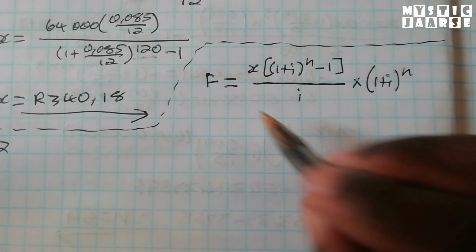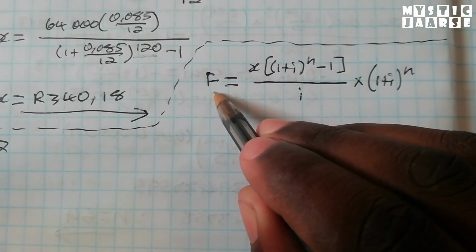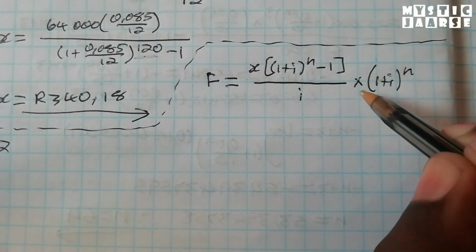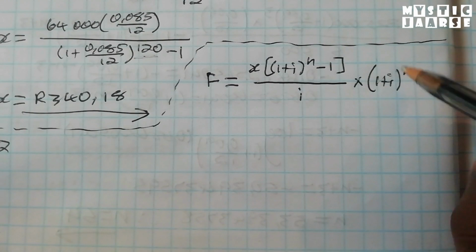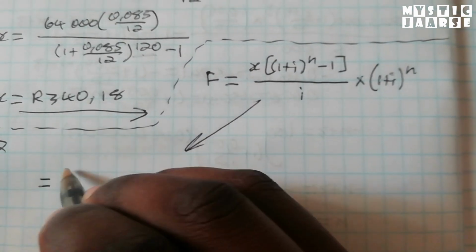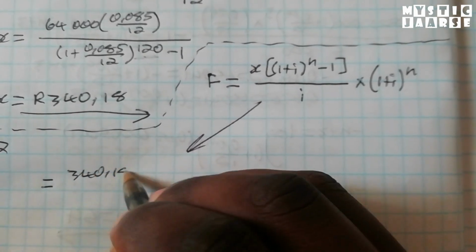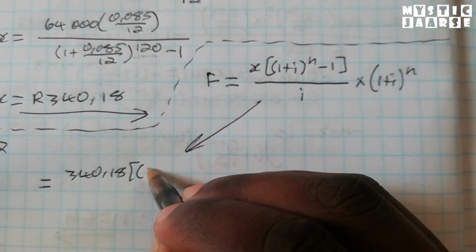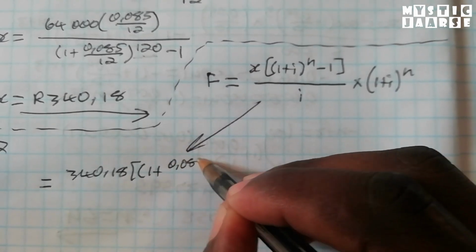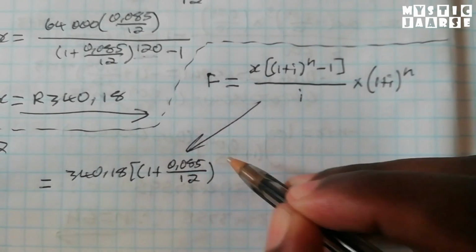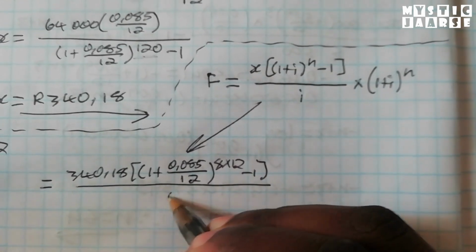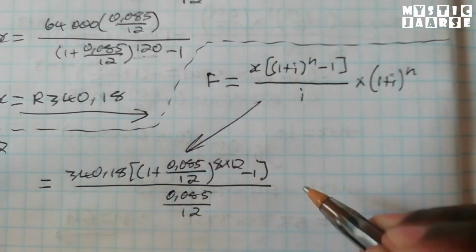So again, the future value amount that Andile will be having at the end of 10 years is equal to his monthly payment for 8 years times that amount accumulating interest for the remaining 2 years. We have, he pays 340 rand 18 cents per month for 8 years. 1 plus interest rate is still 8,5. So we have 0,085 divided by compounding frequency 12, to the power of 8 years times 12 months, minus 1, all divided by 0,085 divided by 12.